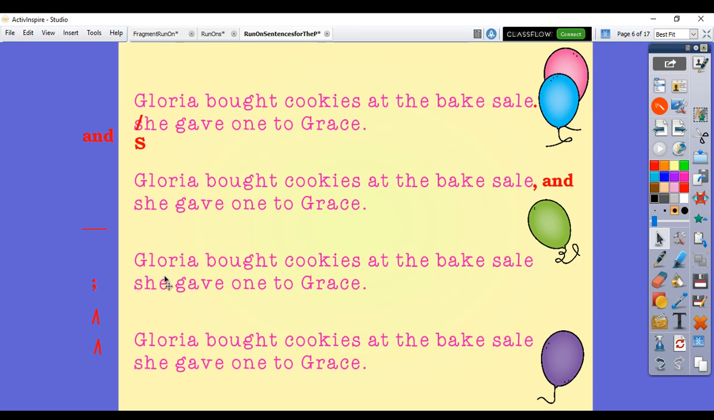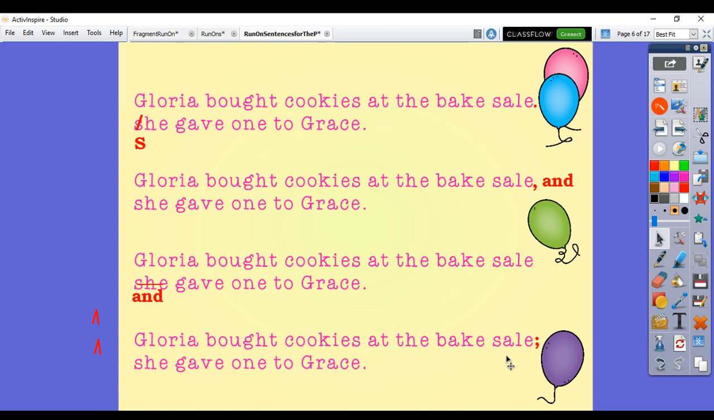Sounds good. Next way is to take out she, which is the pronoun and the subject of the second sentence, and just use the word and. Gloria bought cookies at the bake sale and gave one to Grace. And last but not least is to stick that semicolon right in between the 2 sentences. Nice and easy, but also not really 3rd grade level, kind of what the older kids would probably do in their writing. So very good.